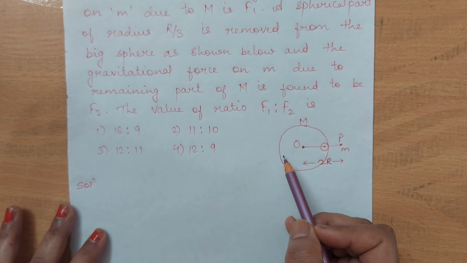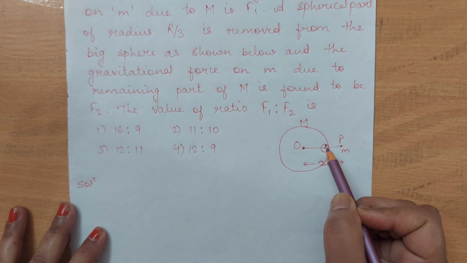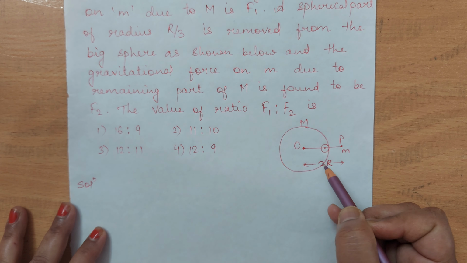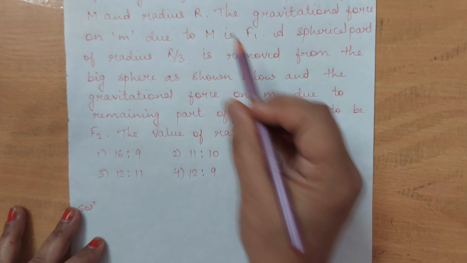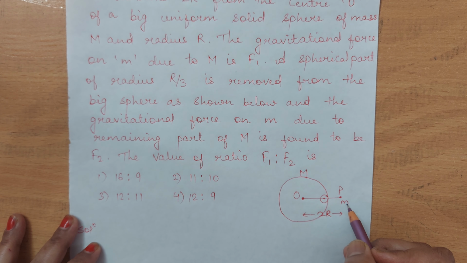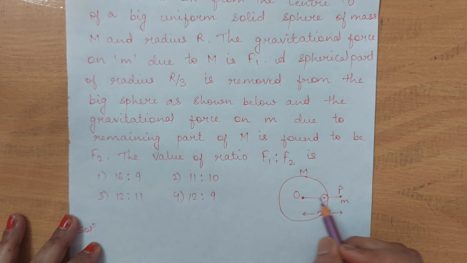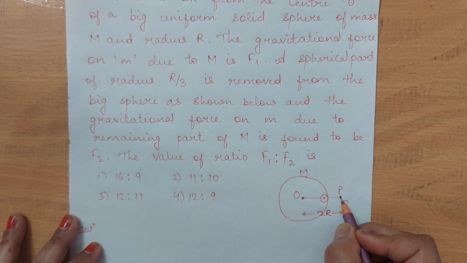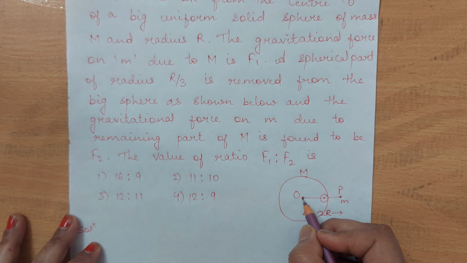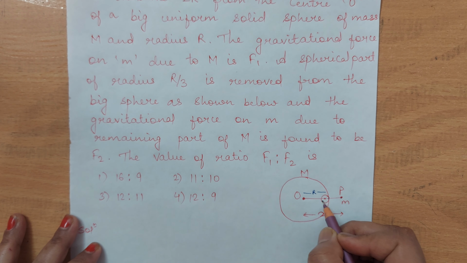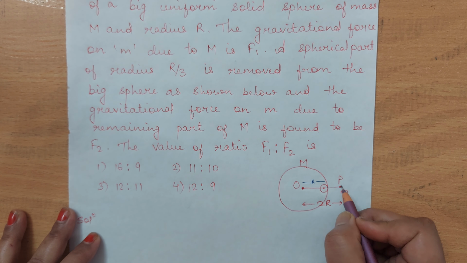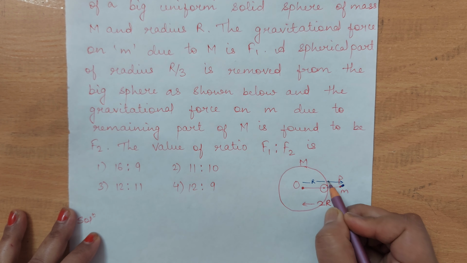So, in this question, you can see in this figure, we have a big uniform solid sphere whose mass is M and radius is r. And a small point mass m is placed at a distance 2r from the center O of the big sphere. You can see this total distance is 2r, and this distance from here to this place is the radius r of the big sphere. So we can say that this point mass is also at a distance r from the surface of the sphere.